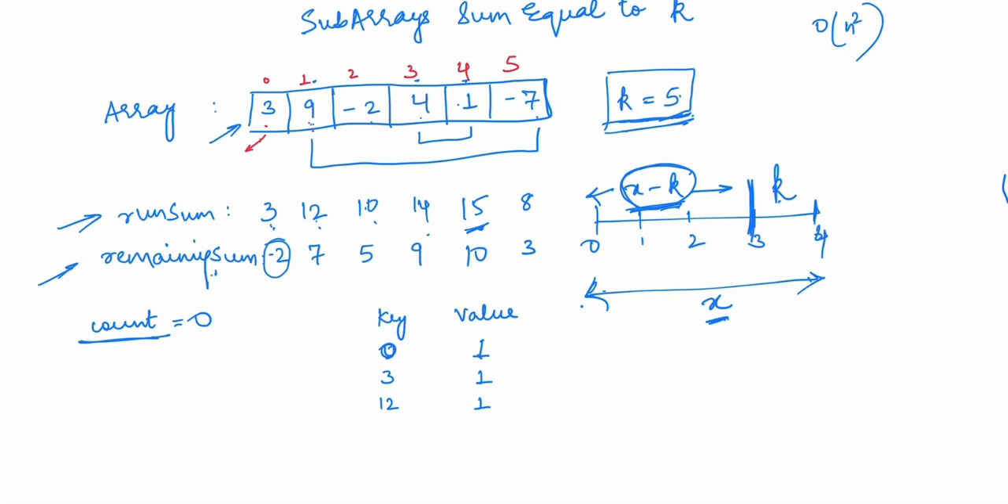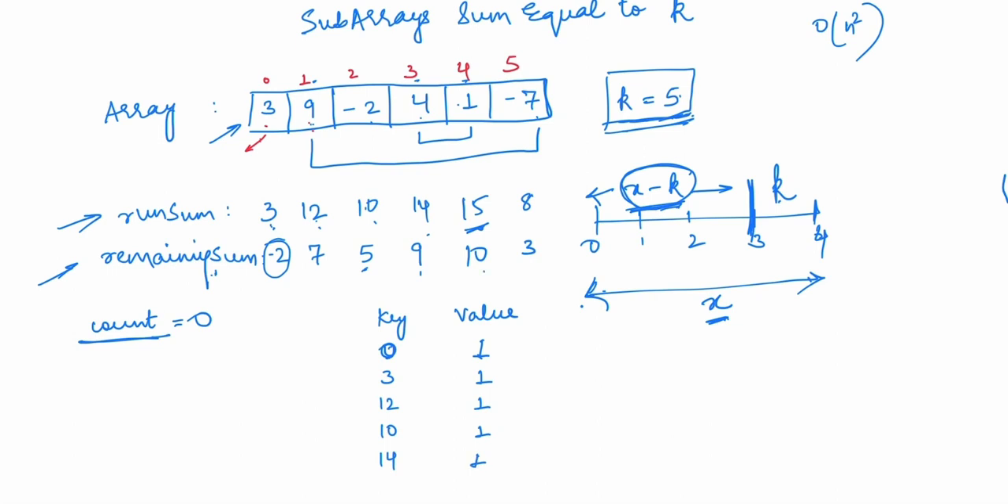At index number 2, my remaining sum is 5. Does it exist? No. Running sum is 10. I'll insert a new entry. At index number 3, running sum is 14, whereas the remaining sum is 9. Does 9 exist? No. 14 also does not exist. At index number 4, remaining sum is 10.